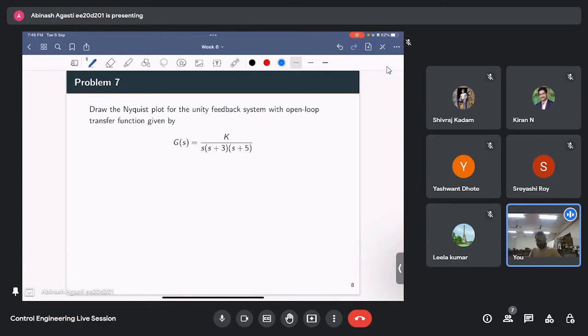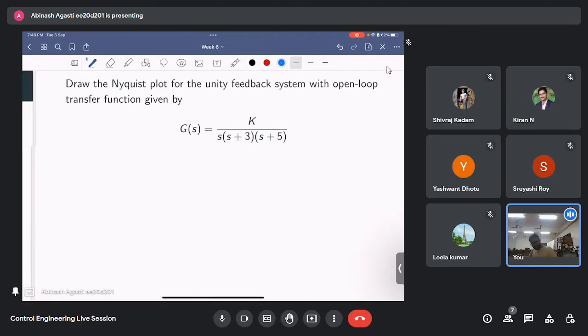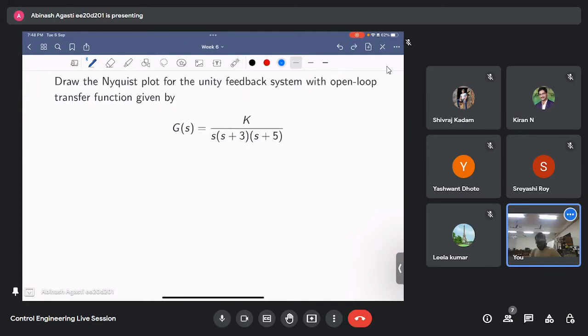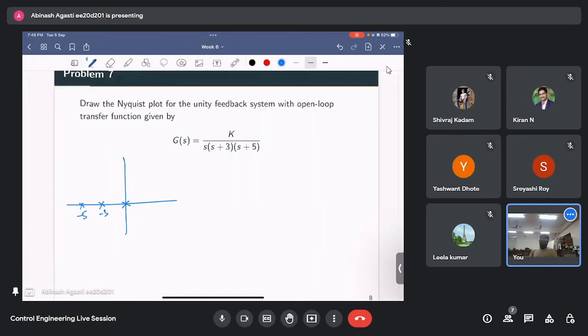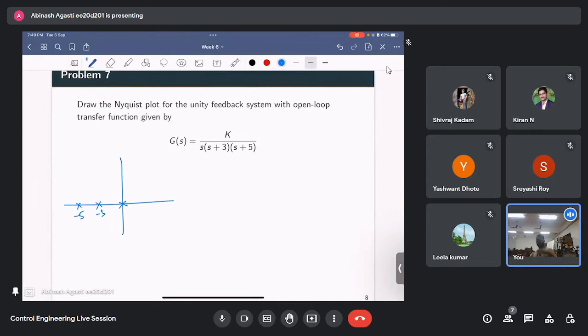So this is the final question for today. Draw the Nyquist plot for the unity feedback system with open loop transfer function given by G(s) is this. First let us draw the open loop poles. One pole at 0, one at -3, one at -5. Now for the Nyquist plot, we take a contour that covers the entire right half plane and map it via this mapping to see whether it encircles -1 or not.